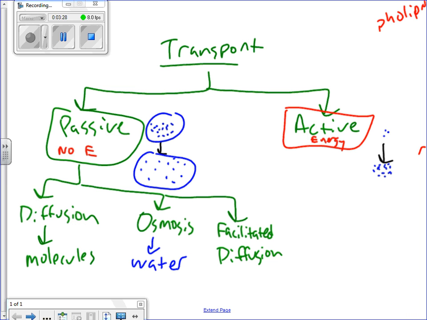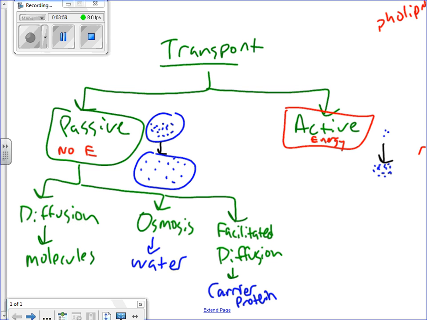And facilitated diffusion is moving large particles, but the key term is a carrier protein. Right? We need help, a carrier protein. So this is all no energy, passive transport, one word associations with each type. Okay, when you take a multiple choice test, right, you're looking for these keywords in the actual test itself.